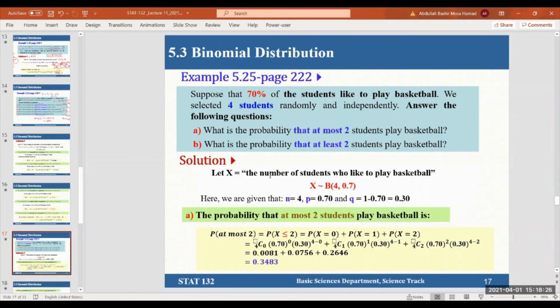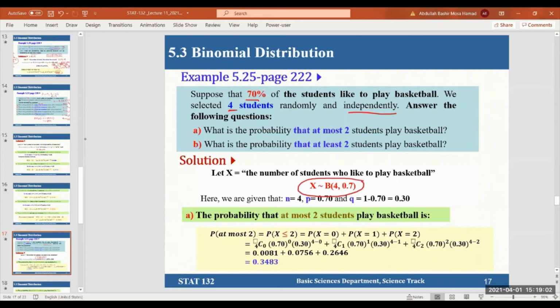Suppose that 70% of students like to play basketball. We selected 4 students randomly and independently. Randomly and independently is an important condition. Before answering the questions, we have to know n is 4 and p is 0.7, so X is distributed binomial with 4 and 0.7. Now we come to the question.